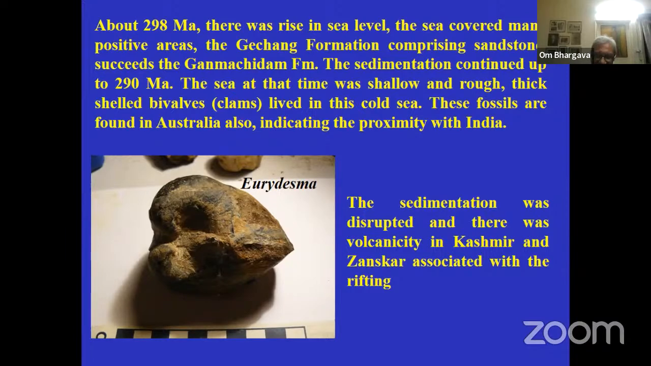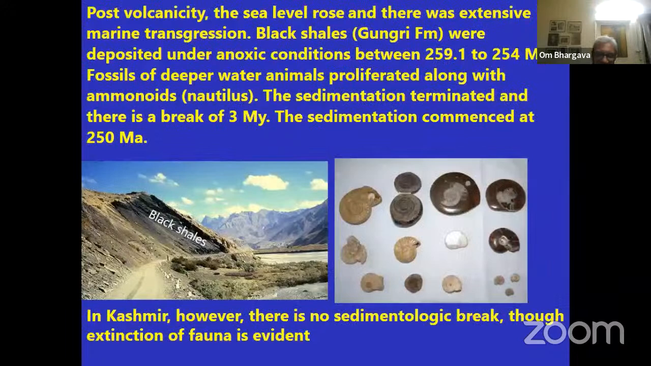So, with this rifting, there was another transgression of the sea, a deeper sea under anoxic conditions, between 259.1 and 254 million years ago. Fossils of deeper water animals proliferated along with the ammonites, and the sedimentation terminated in Spiti with a break of 3 million years. But the sedimentation commenced at 250. I'm talking of Spiti only, because here there is a break between the Permian and the Triassic. But in Kashmir, there's a continuous succession from Permian to Triassic, though in both Spiti and Kashmir there is a sudden change in the fauna. The Permian elements disappear, and the Triassic elements appear.